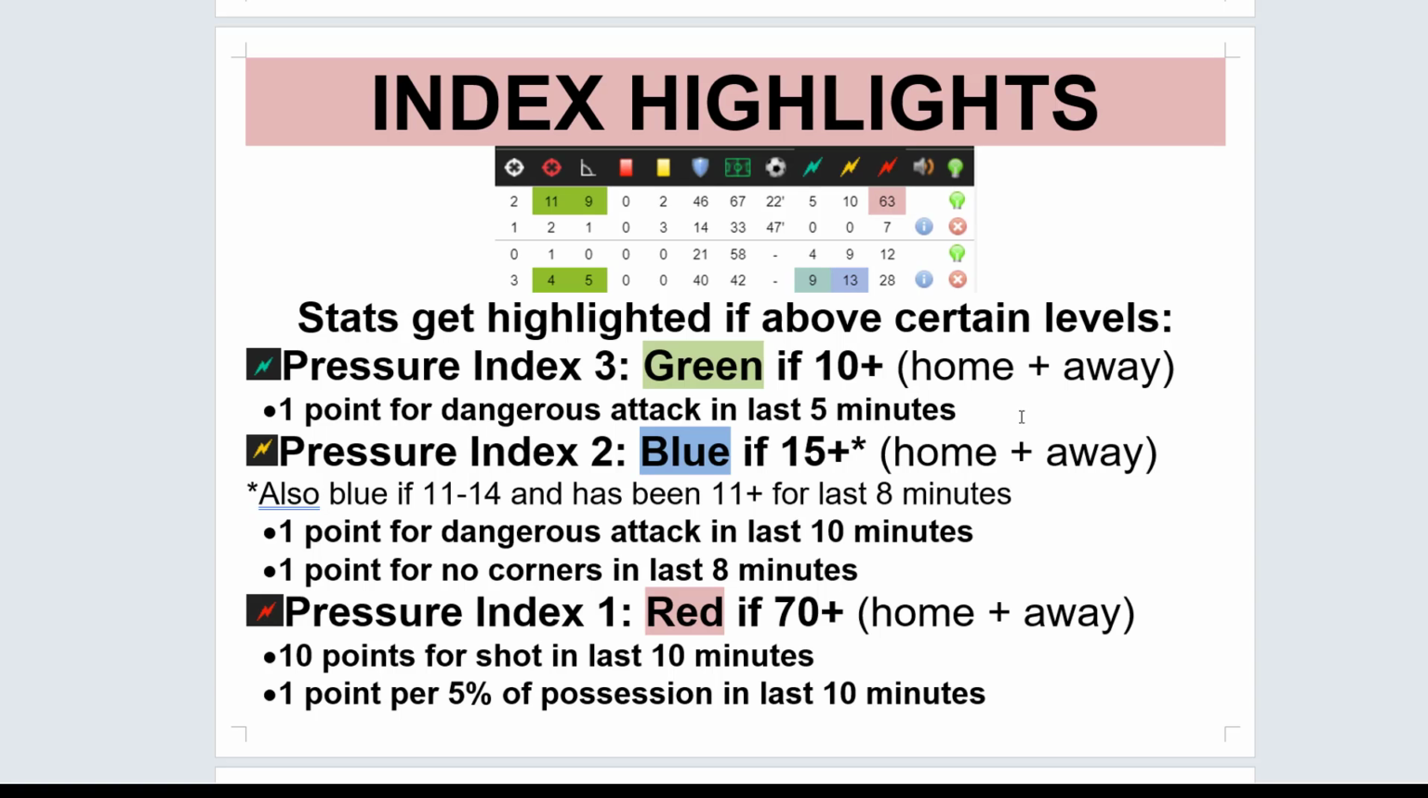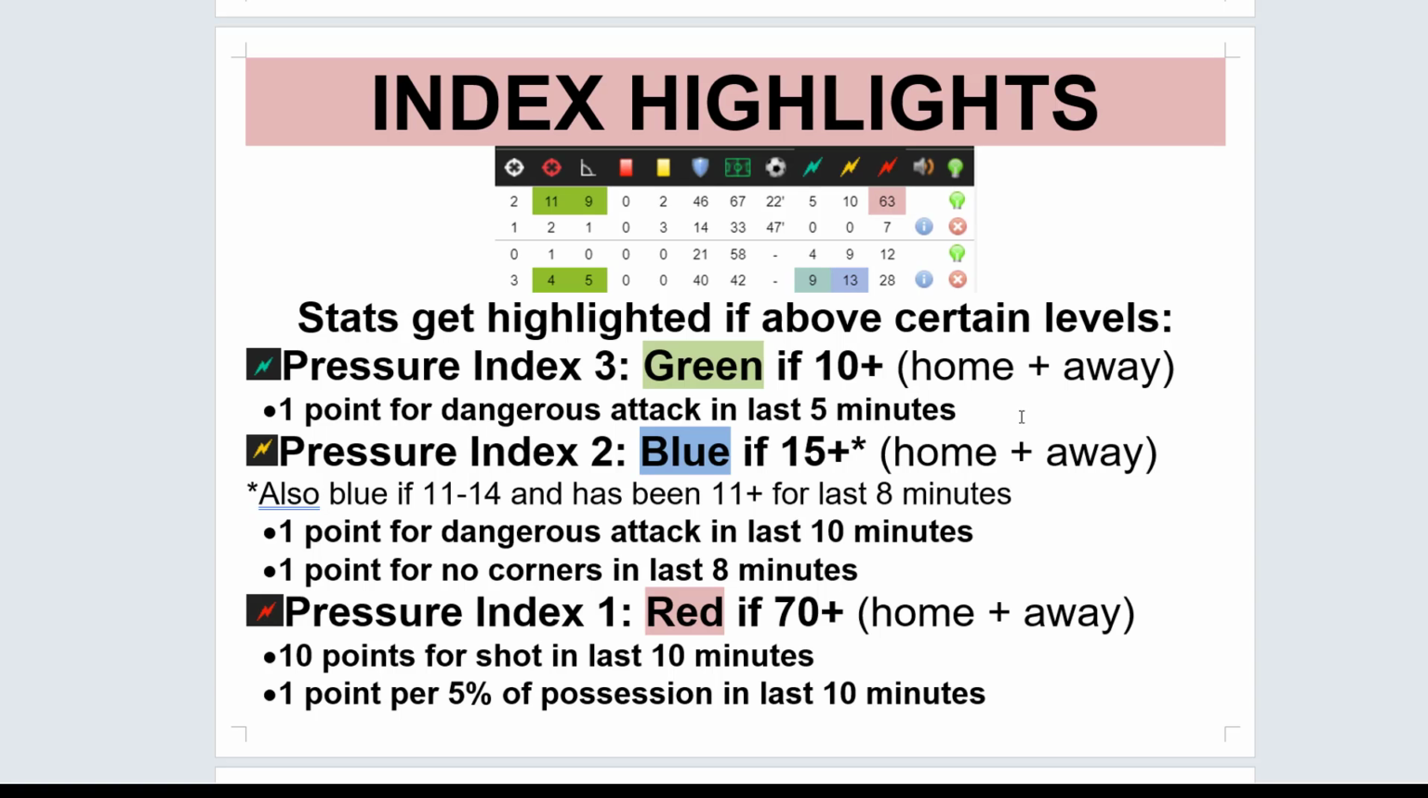And the Pressure Index 1 will glow red if it has 70 points or more combined with the home and away team. It gives 10 points for each shot in the last 10 minutes on or off target and 1 point per 5% of possession in the last 10 minutes. A really easy way to think about this is, since the home and away team will always add up to 100% of possession, that means there's 20 points of possession divided between the two teams. If it's 50-50, they both have 10 points. If one team has 60% possession, then that has 12 points and the other team has 8 points, but there will always be 20 points, even if nothing has happened in the game, because possession is 100%.